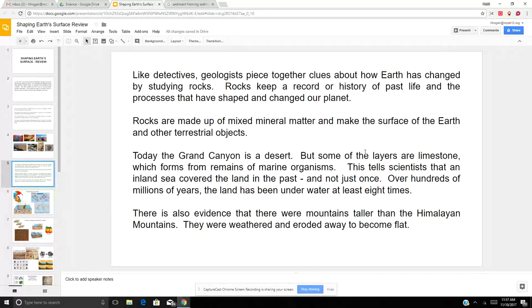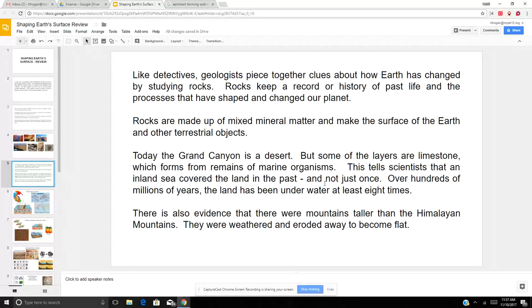But some of the layers of the Grand Canyon are limestone, which forms from the remains of marine organisms because they have calcium, and that creates limestone. So this tells scientists that an inland sea, and we talked about that in social studies, an inland means it's not on the coast of an ocean. It's inside the United States, and a sea covered the land in the past, and not just once.